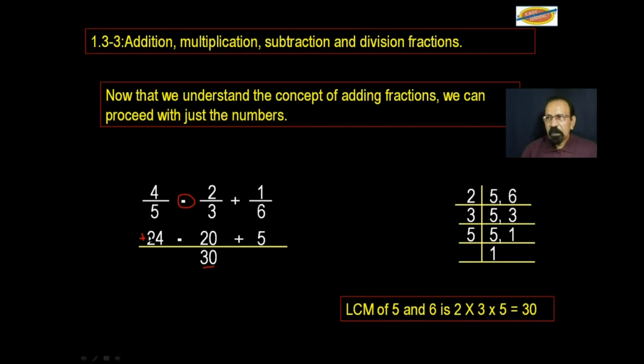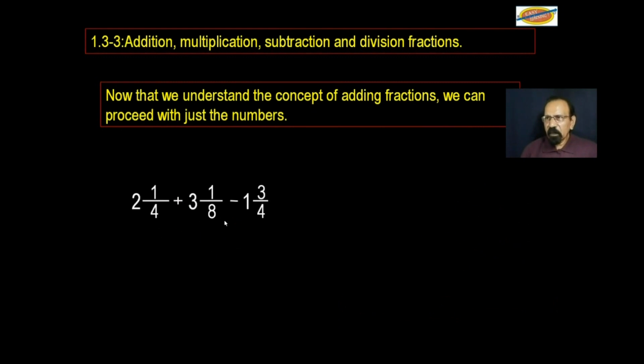Or you could say 24 plus 5 is 29, minus 20 is 9. Either way, you still get 9. So we get 9 over 30. We can reduce that, and we get 3/10, which is our answer.